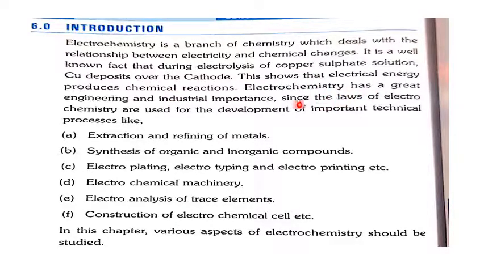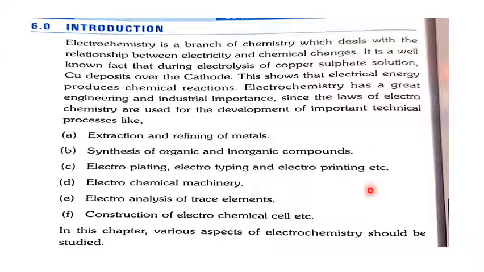Electrochemistry has a great engineering and industrial importance. Why? Because sometimes electricity is generated, sometimes chemical changes occurred by electricity. So, electrochemistry has a great engineering and industrial importance, since the laws of electrochemistry are used for the development of important technical processes like extraction and refining of metals, synthesis of organic and inorganic compounds, next electroplating, electrotyping and electroprinting, etc., electrochemical machinery, electroanalysis of trace elements, next, construction of electrochemical cells, etc.